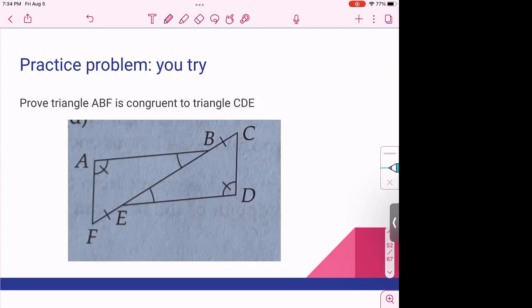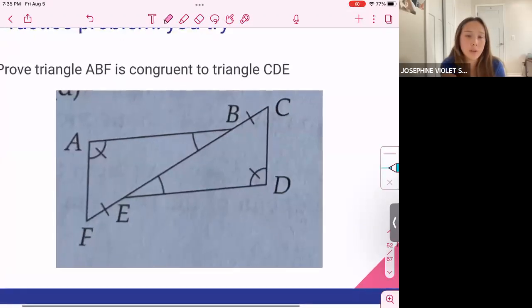So I can prove the triangle ABF is congruent to triangle CDE because angle A and angle D are the same, and angle B and angle E are the same, and also line BF and line CE are the same. So since that has two angles that are the same and one line that is the same, that means they're congruent. So what theorem would you be getting that from if you have two angles on one side?